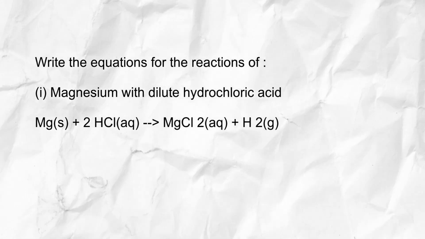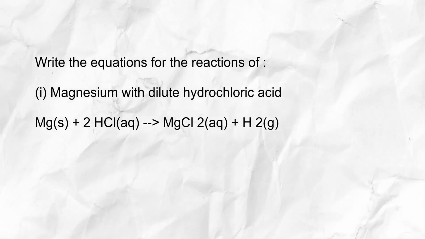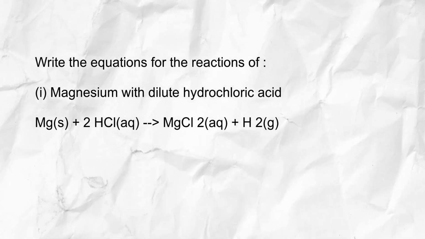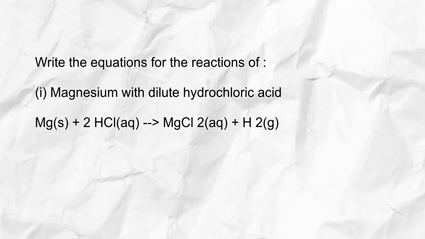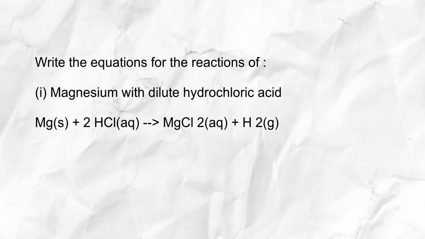Write the equations for the reactions of 1. Magnesium with dilute hydrochloric acid. Solution: when magnesium reacts with dilute hydrochloric acid, magnesium chloride and hydrogen gas are produced. The bubbles observed during the reaction are due to hydrogen. The reaction is represented as: magnesium plus hydrochloric acid gives magnesium chloride plus hydrogen gas.